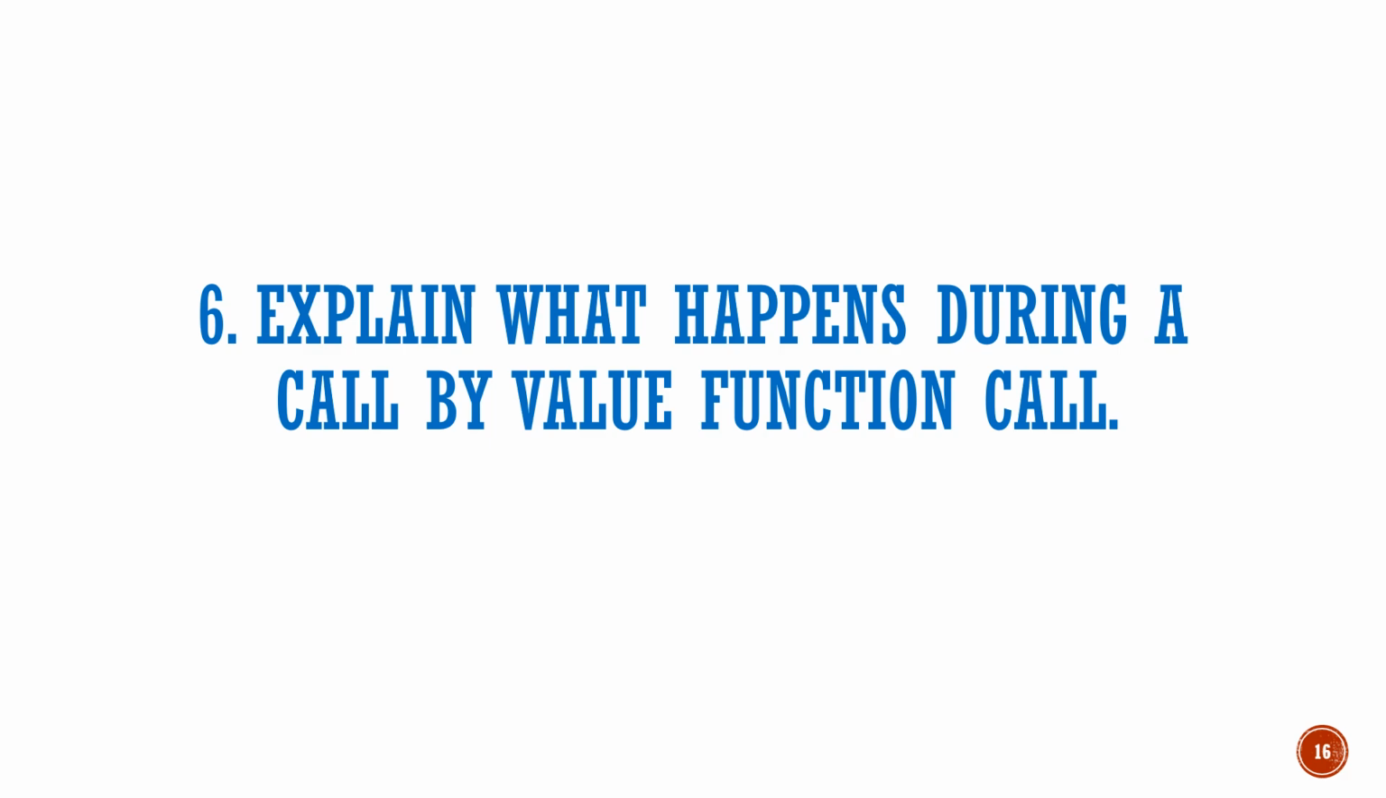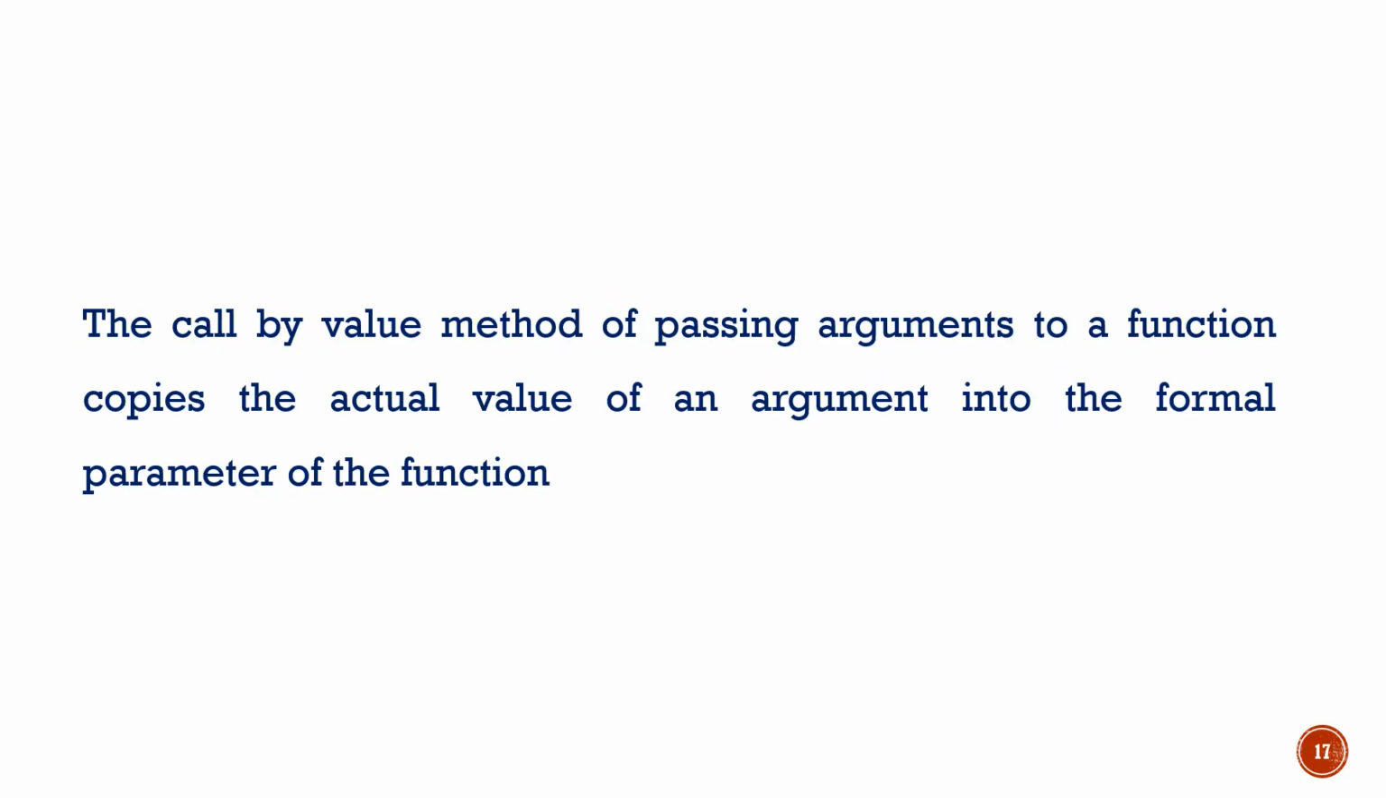Explain what happens during a call by value function call. Basically we have the formal arguments and the actual arguments. The values will be copied to the formal arguments from the actual arguments when a function is called.